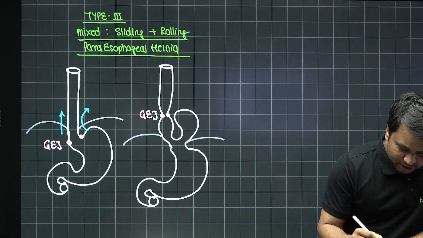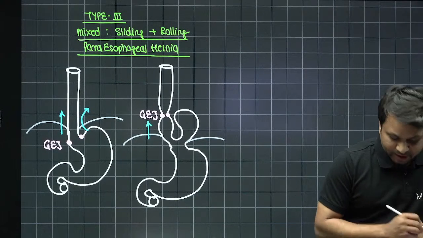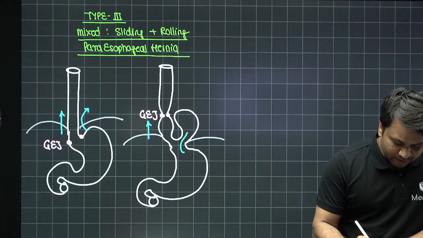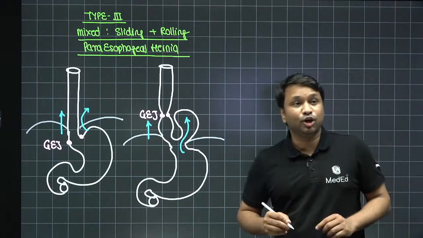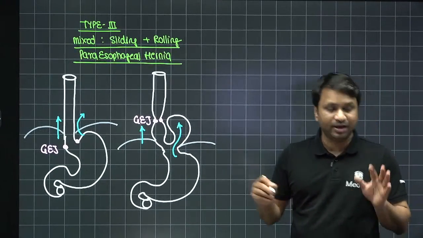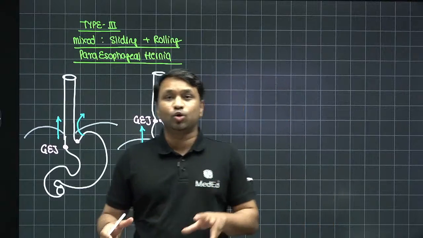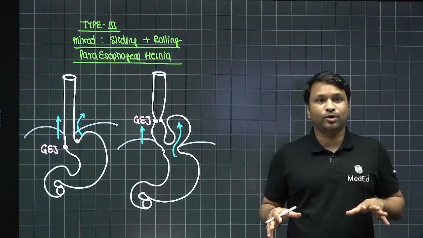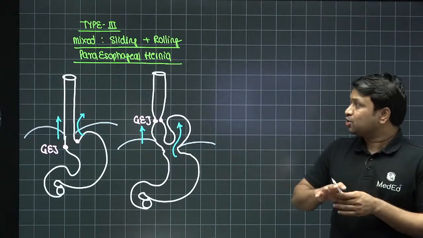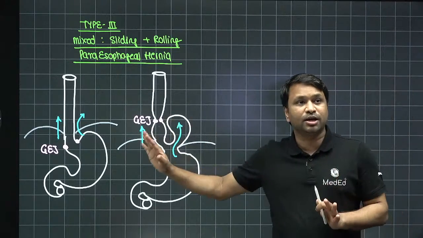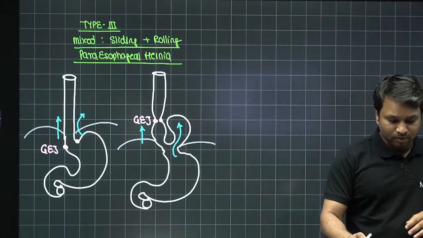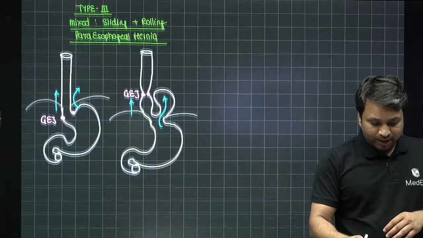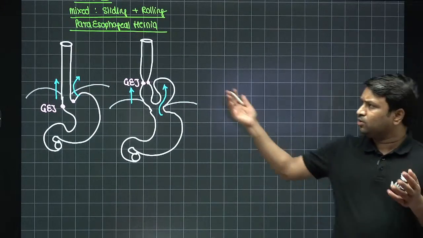Now the G junction, as told, has now migrated into the thorax. The part of the stomach has also migrated into the thoracic cavity. A combination of both sliding and rolling put together is what we call the mixed variety. This is what we call a mixed variety. So have a clear-cut consensus that a mixed variety is a composition of two, right? So in a mixed variety, you have a combination of both.